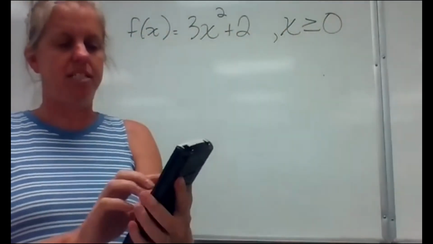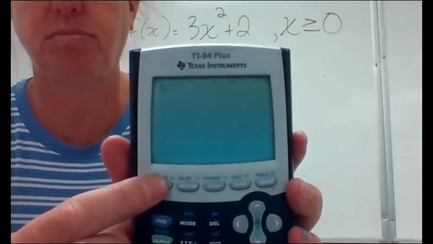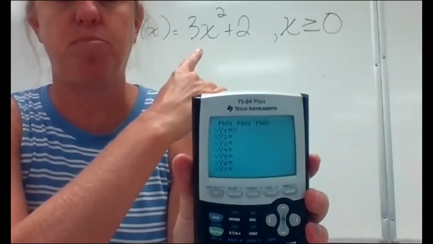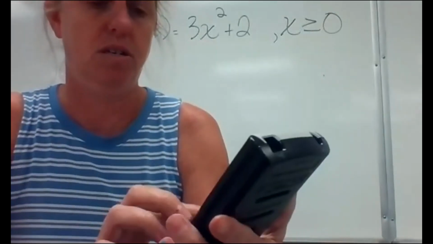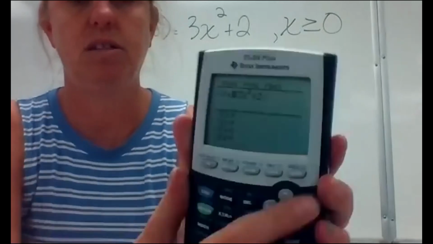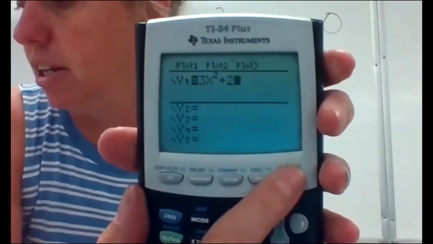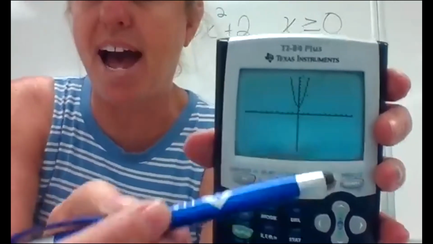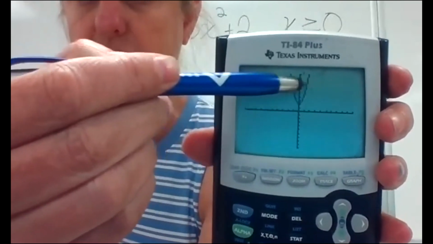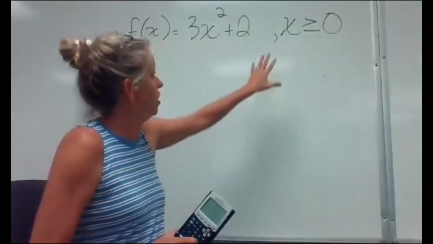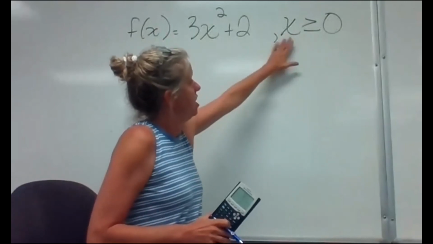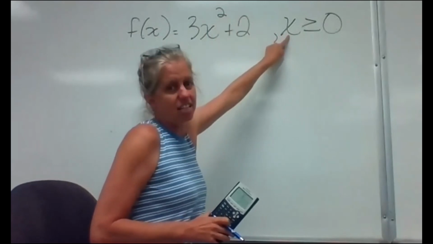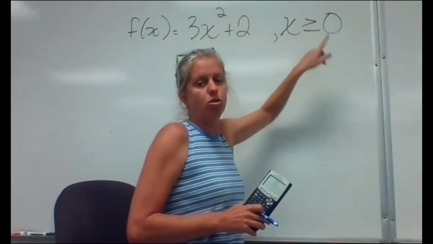Because when you type this, if you go to y equals, clear it out, and type in this function, 3x squared plus 2, and graph it, look at it. When you see it looking at the whole graph, it doesn't pass the horizontal line test, right? So that's what this little extra is over here. This is saying only look at this function where the x values are greater than or equal to 0.